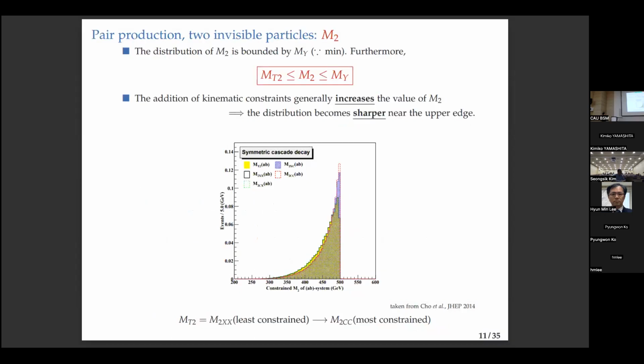And the good thing about M2 is that the distribution of M2 is also bounded by the parent particle mass. Furthermore, in general, for each event, the value of M2 is larger than MT2, and it's bounded by M1. By adding more and more kinematic constraints, it makes the M2 distribution more sharply peaked at the upper edge. In this way, we can increase the sensitivity of the search.